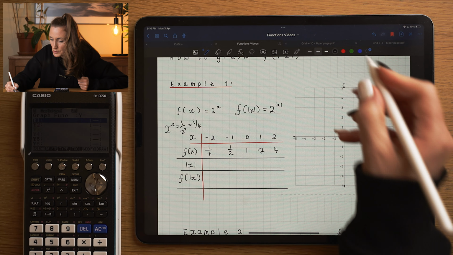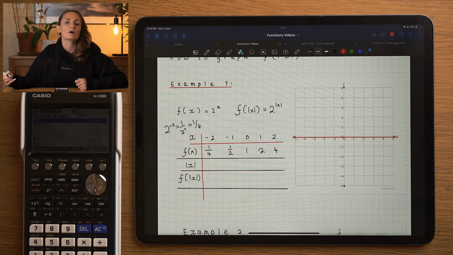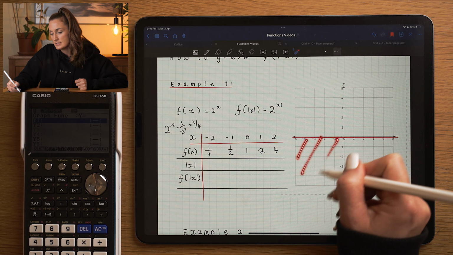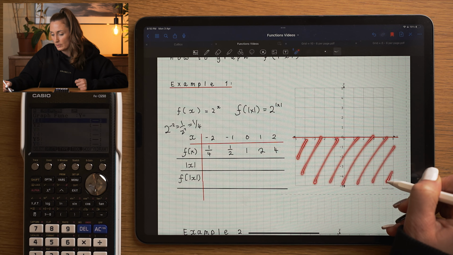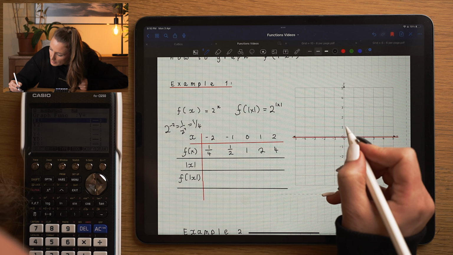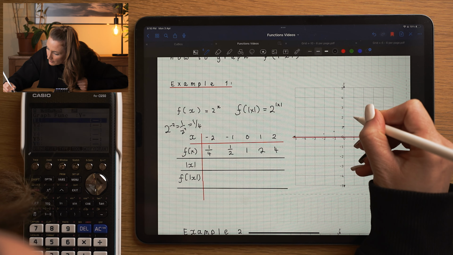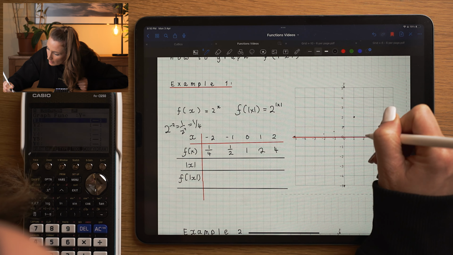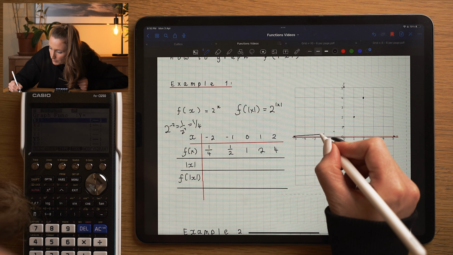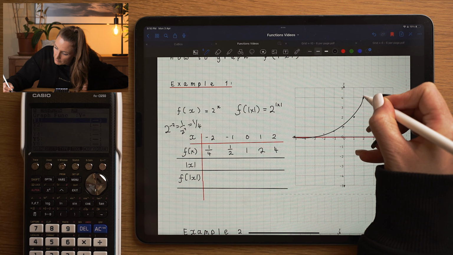So the first thing I'm going to do is pencil in my asymptote because this graph never becomes negative, in the sense that it never has a negative y coordinate. So my graph here at minus 2 is a quarter, a half, it goes to 1, and then at 1 it's 2, at 2 it's 4. So you can see it has this beautiful exponential shape.